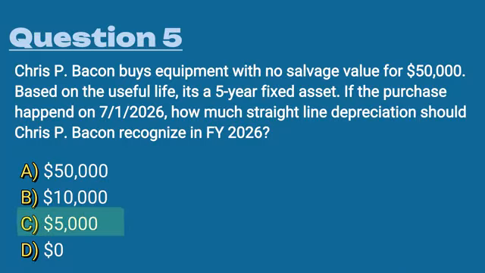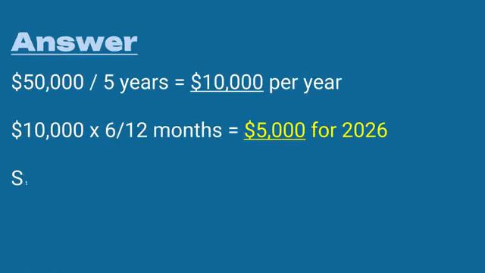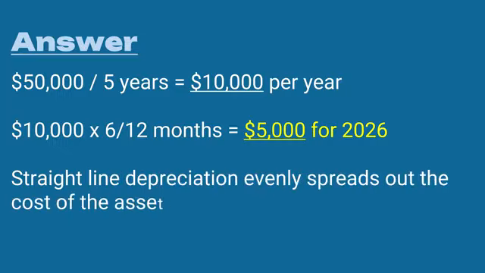The answer is C, $5,000. The math works out like this: $50,000 for the fixed asset, and its useful life is 5 years, and there's no salvage value. So we take the $50,000 divided by 5 years, and you're going to have $10,000 of depreciation per year if you use straight line depreciation. Now, we bought this mid-year in July, so we're going to take our $10,000 of depreciation, multiply it by 6 out of 12 months, 50% of the year, and we have $5,000 of depreciation for 2026. Now, straight line depreciation, just as a reference, spreads out the cost evenly over the asset's useful life.